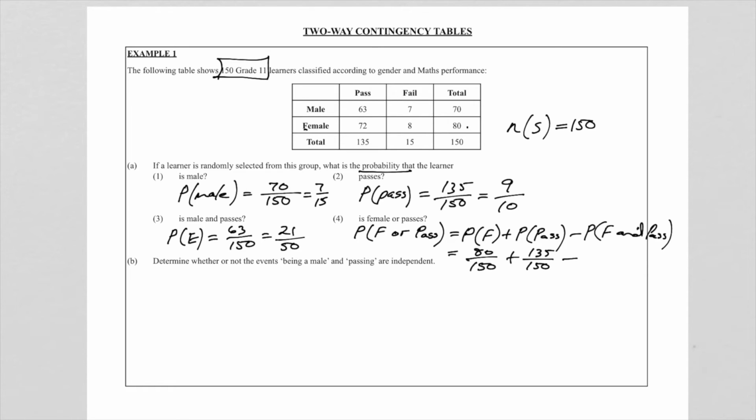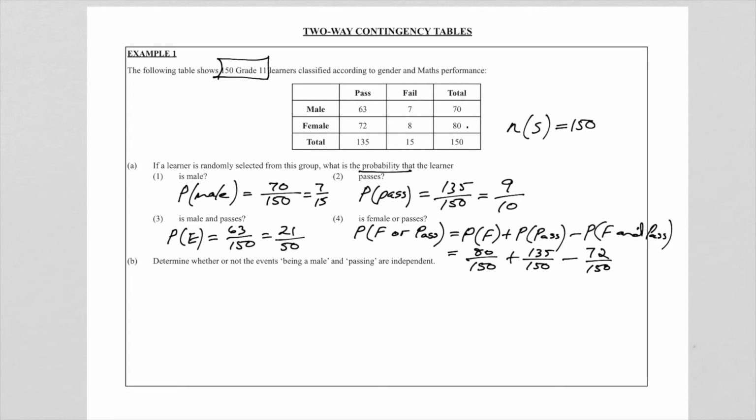Subtract the "and". Now, this "and" is about female and pass. The one we did earlier was male and pass. So now it's about female and pass, so we're going to look at female and pass, and that is the 72 over the 150. So now you can see we've got a common denominator of 150.